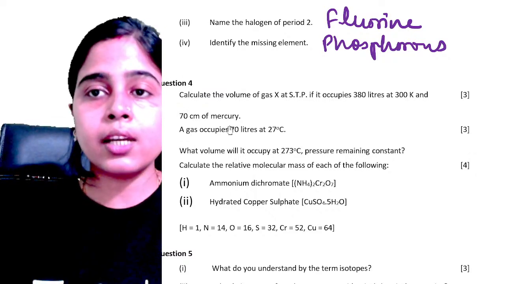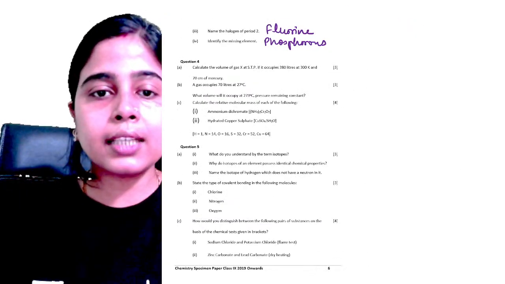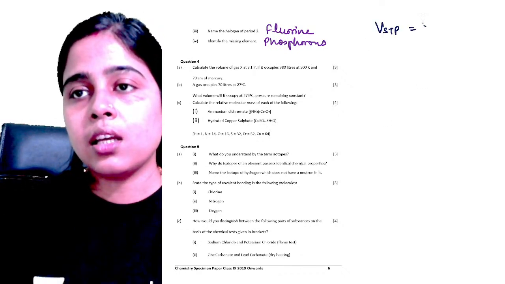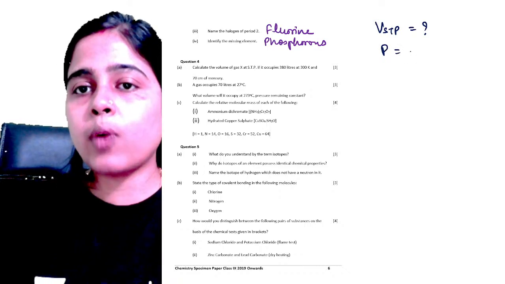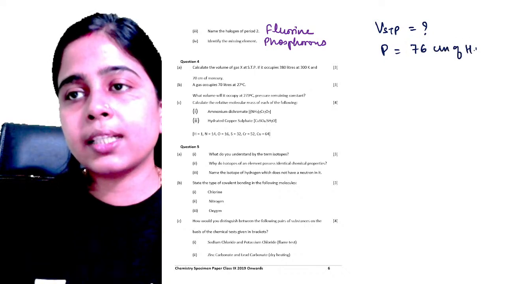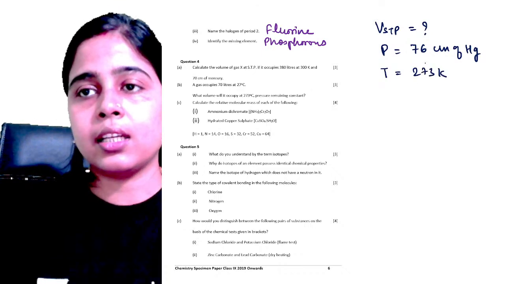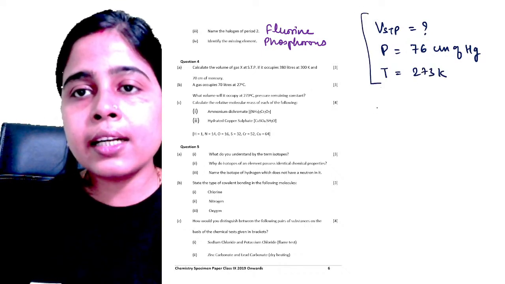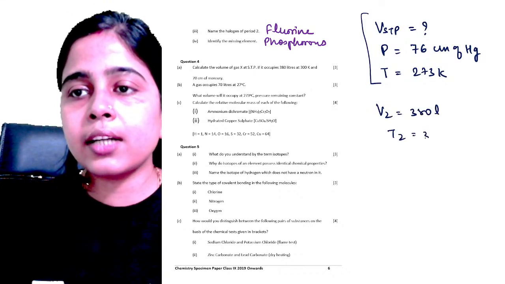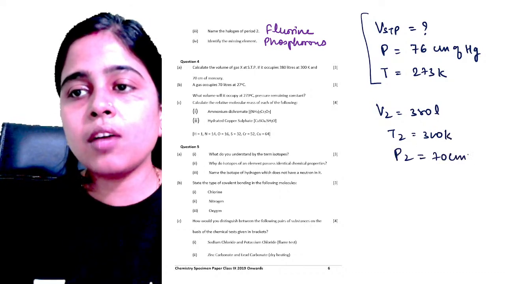Okay. So let's try to solve this question, everyone. We have to find out the volume of the gas at STP. So at STP, pressure is 1 atm, that is equal to 76 centimeter of mercury. And at STP, your temperature is 273 Kelvin. This is the initial condition. Final conditions are V2 is 380 liters, T2 is 300 Kelvin, and P2 is 70 centimeter of mercury.